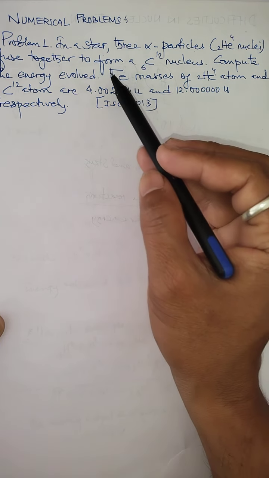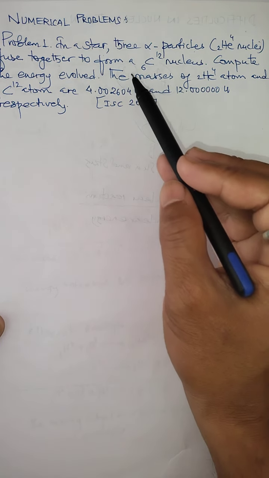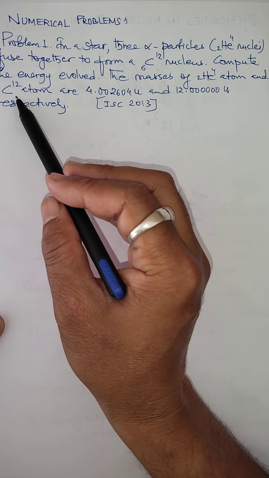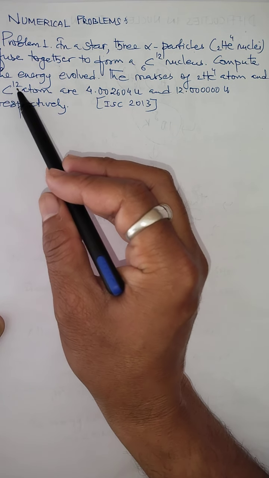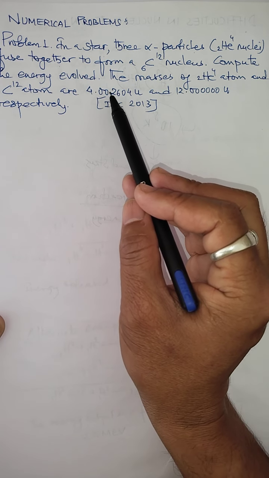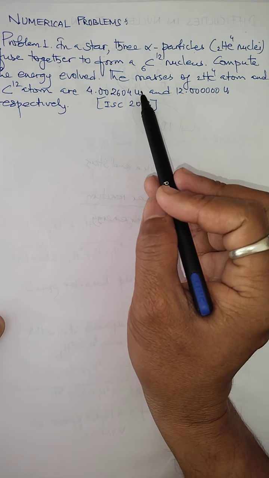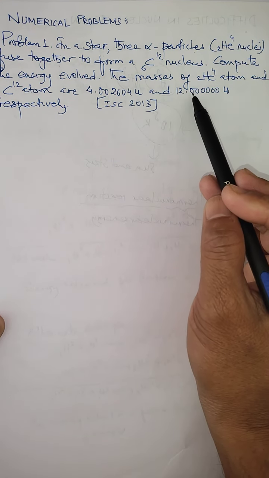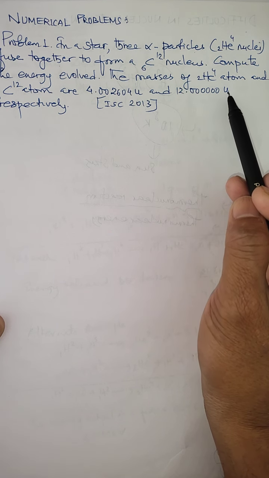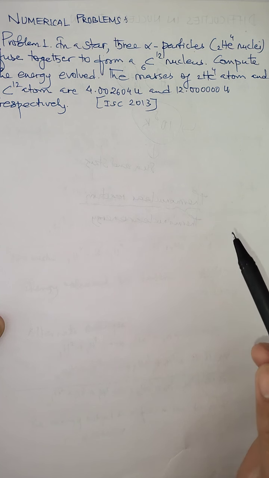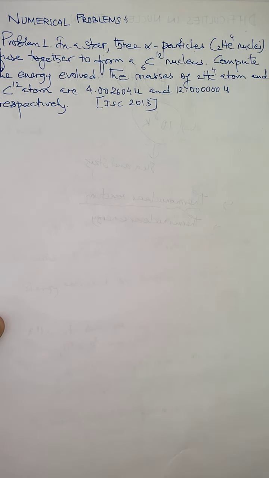In this question, the mass of helium He-2-4 atom is given, and the mass of carbon C-6-12 atom is also given. The masses are 4.002604 U, that is unified atomic mass unit, for the helium atom, and 12.000000 U for the carbon-12 atom. So what we need to calculate is the energy evolved.